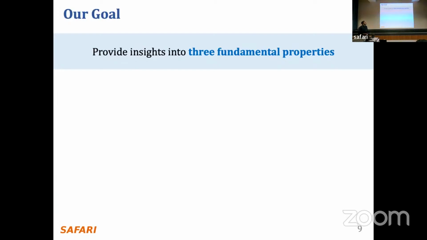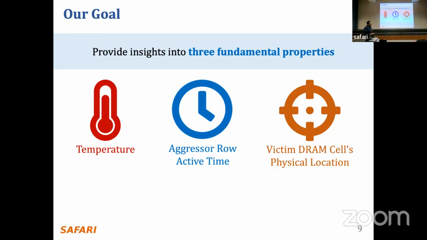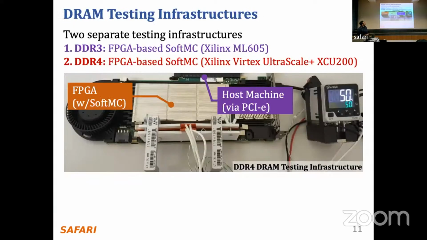And our goal in this paper is to provide insights into 3 of these fundamental properties. The first one is temperature. The second one is access pattern, but in particular, we focus on the aggressor row's active time during the attack. And the third is the physical location of the victim DRAM cells in the DRAM chip. And we do this to find effective and efficient attacks and defenses.